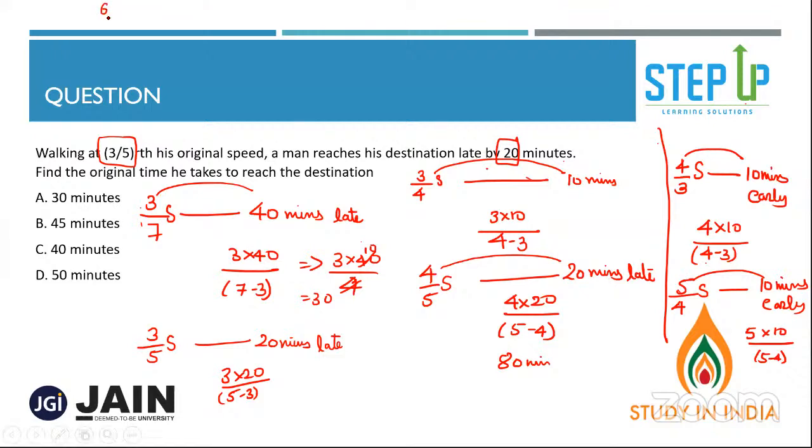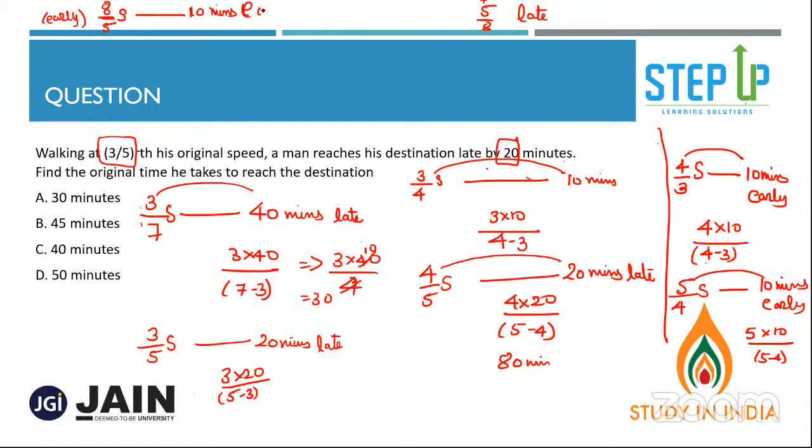When they are saying early, your numerator has to be bigger than the denominator, because that's where the fraction will be more than 1. If it is 8 by 5, it means that person is reaching early. If it is 5 by 8, it means that person is reaching late. Here the person is reaching early because it is 8 by 5, your numerator is greater. So 8 by 5 of usual speed, a man is reaching, let's say, 10 minutes early.